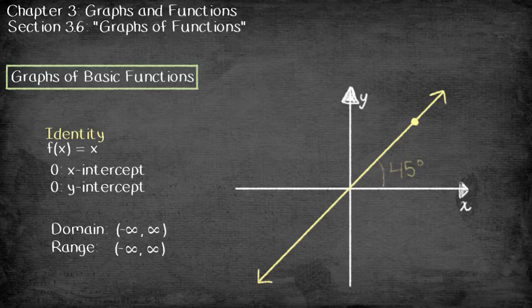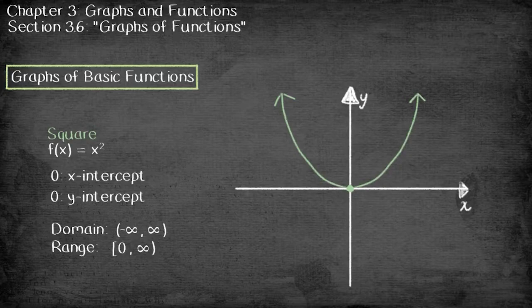Again here, the domain and range are going to be all of the real numbers, because there's nothing wrong with entering any real number here for x. There's no restrictions. Next up we have the square function, or f of x equals x squared.